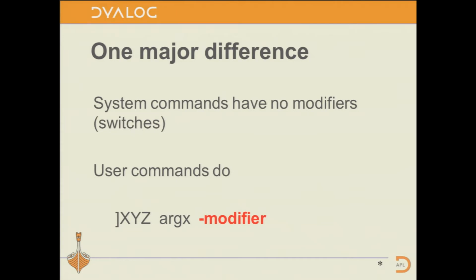There is one major difference, which is that user commands will accept what is called a modifier. A modifier is sort of another argument, but it starts with a special symbol. In this case, the one that we've chosen is a dash. For example, at the bottom here, user command XYZ takes a number of arguments, and then you specify a modifier. This is not something you have with a system command. The character that is used for the modifier is up to you. In our case, all the modifiers that we provide start with a dash, just like in Unix.